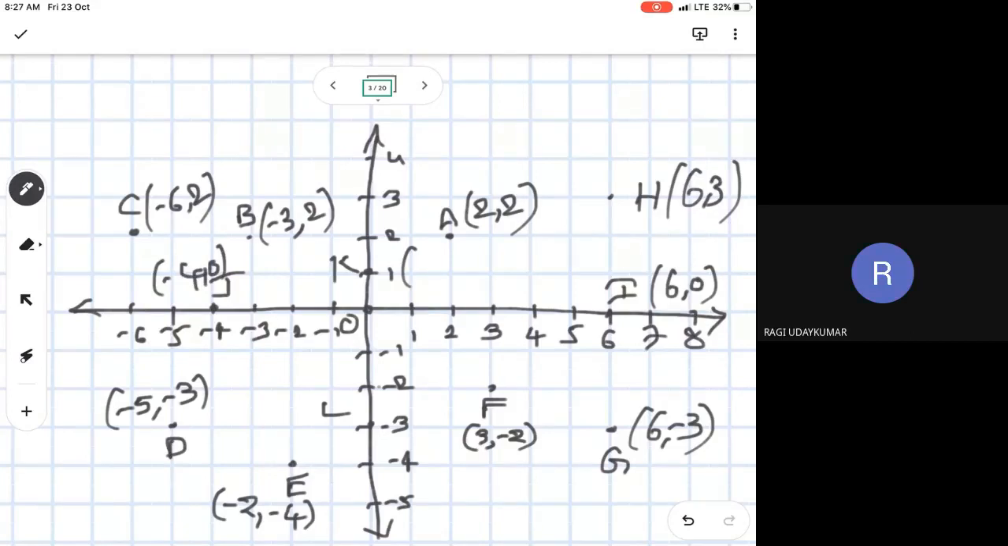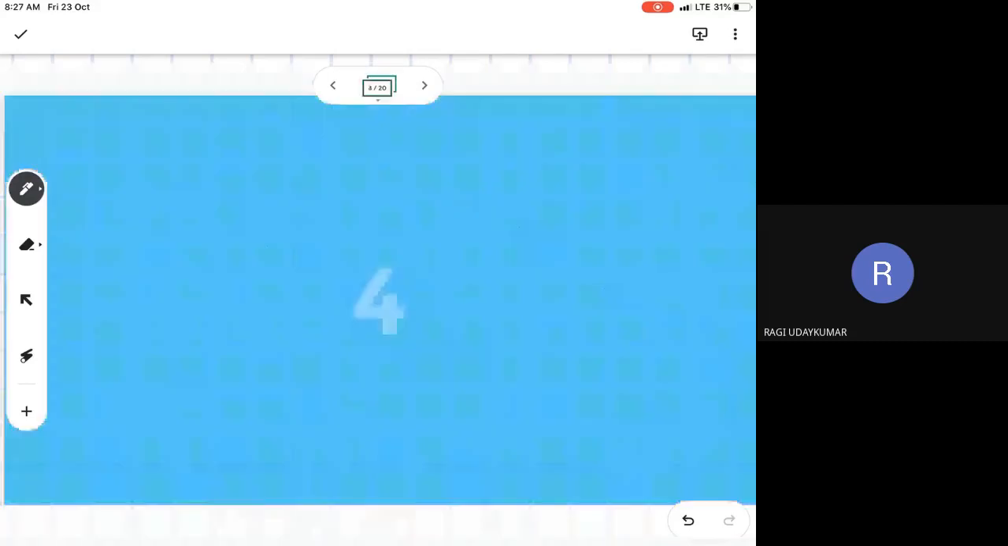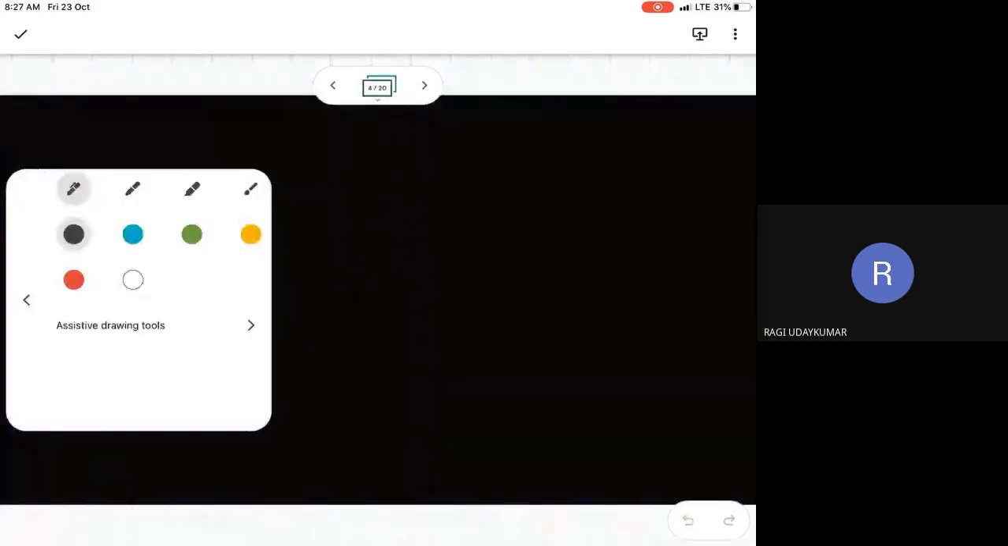Very good. (0, 1). (0, -3). Now I am asking a very interesting question actually. Where does (-x, -y) lie? In which quadrant does it lie? Sir, third quadrant.